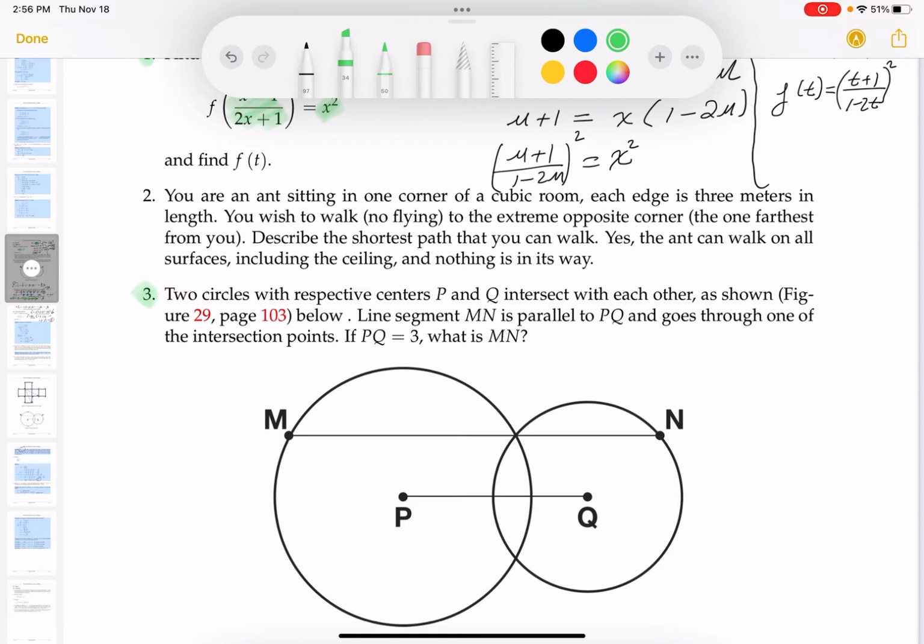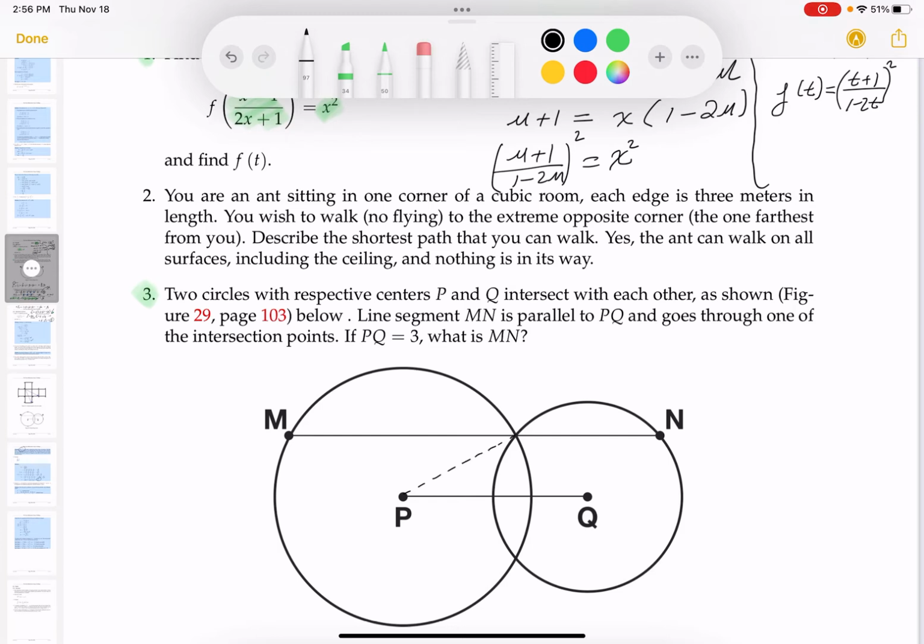And again, the line segment MN is parallel to PQ. That might be helpful, by the way. And it goes on to say that the line segment PQ is equal to 3 units. And M and N, they want to know what that is. So what I'd recommend you do is, maybe draw some things in over here.